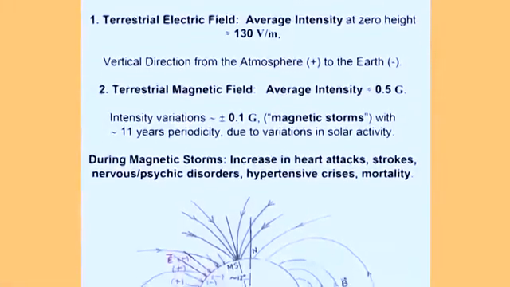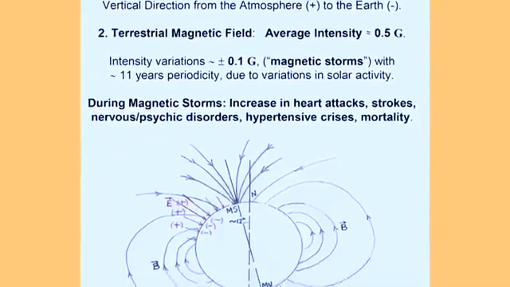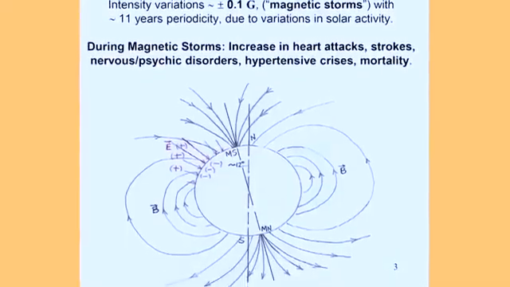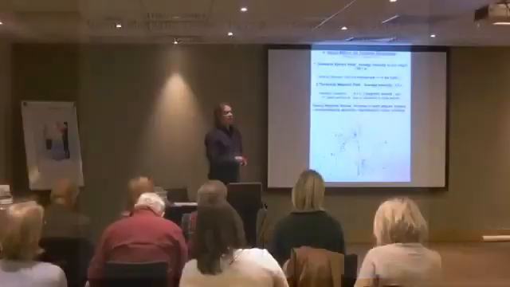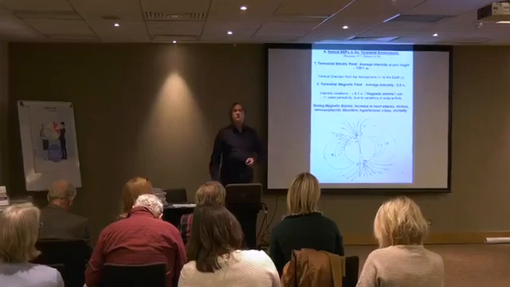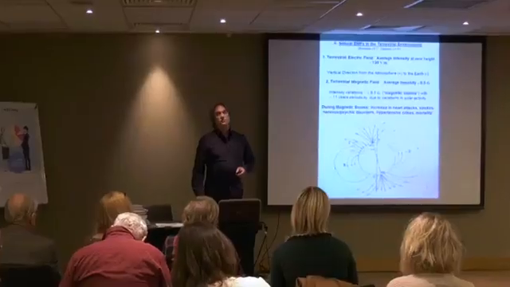We are living within a natural electromagnetic environment since the beginning of biological evolution. We're living within the terrestrial electric and magnetic field. When these fields do not change considerably from their normal values, there is no problem.